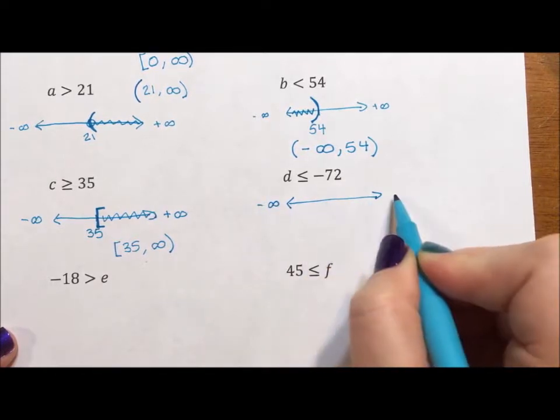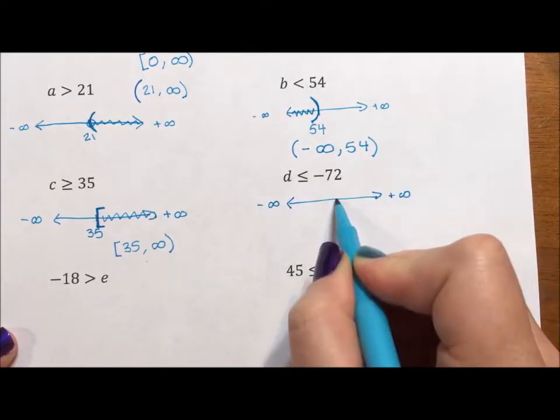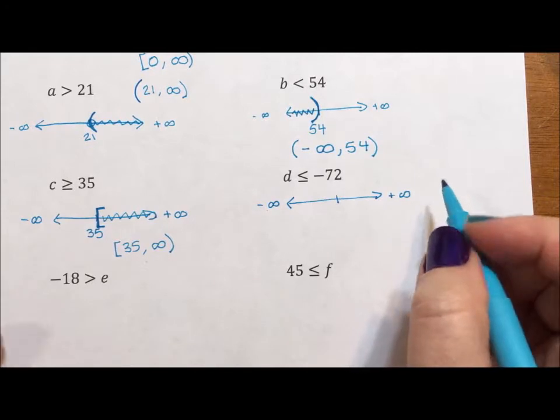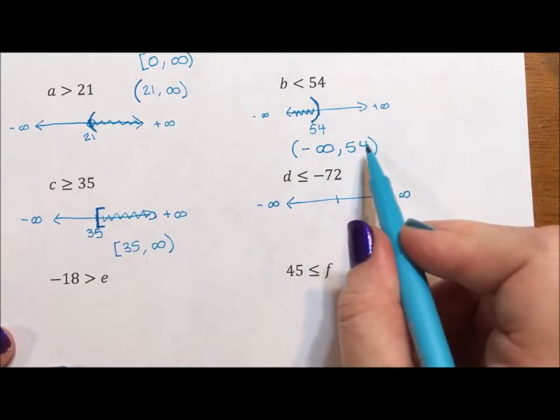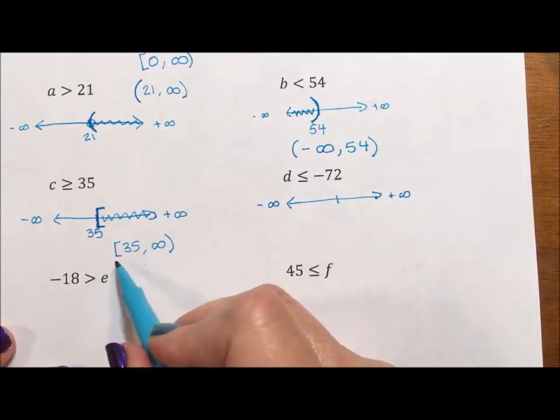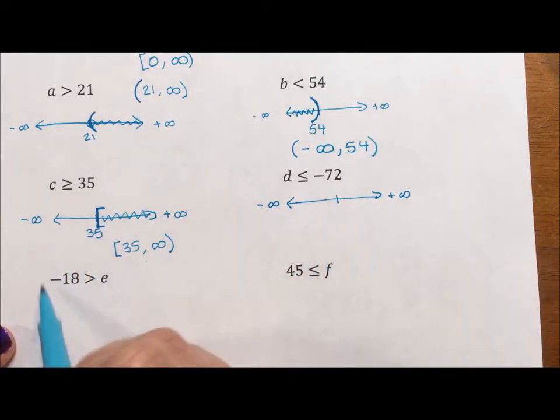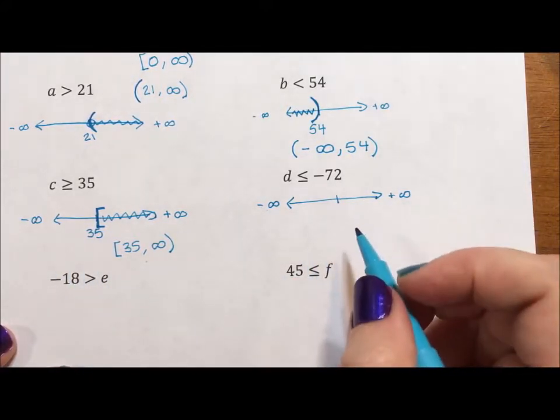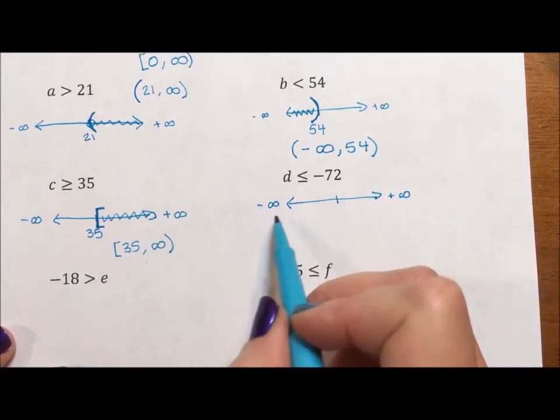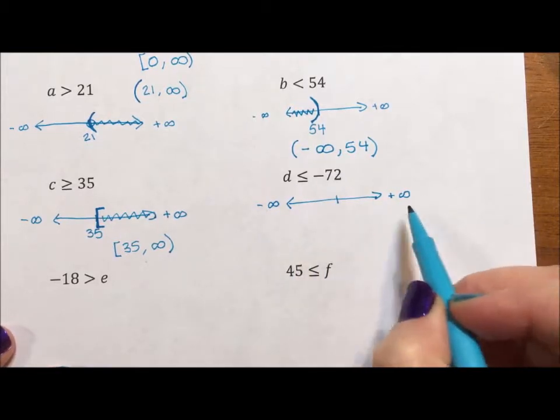All right, next we have d is less than or equal to negative 74. I have negative infinity, positive infinity. You might think it's strange that I do these each time. I have students who will put negative infinity on the right and positive infinity on the left, just because that's how it looks on this one. But you can't do that. Negative infinity has to be on the left. Positive infinity has to be on the right.